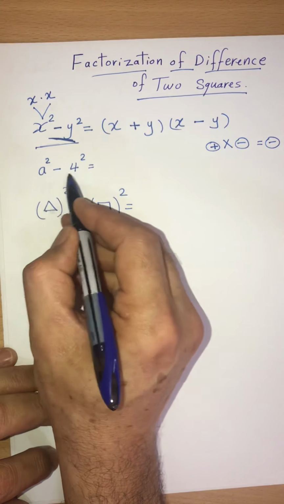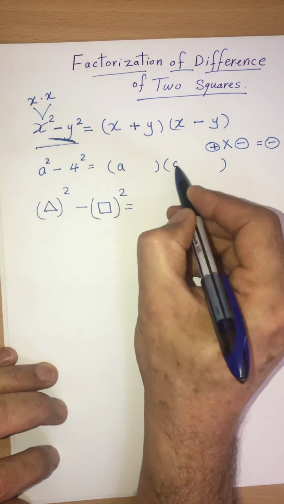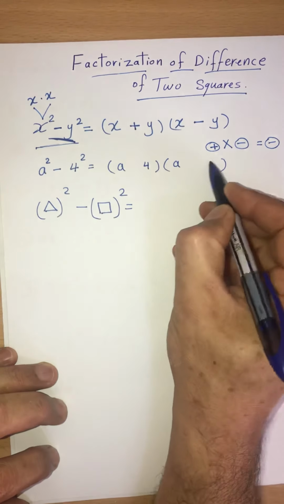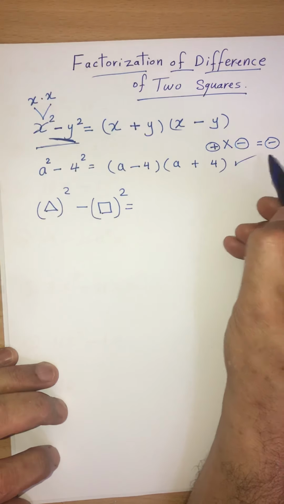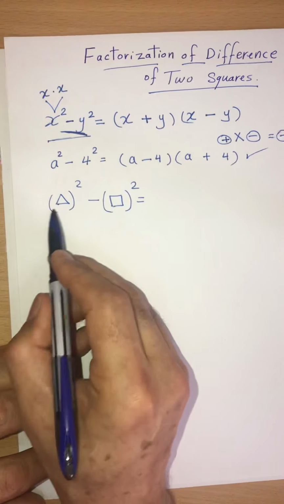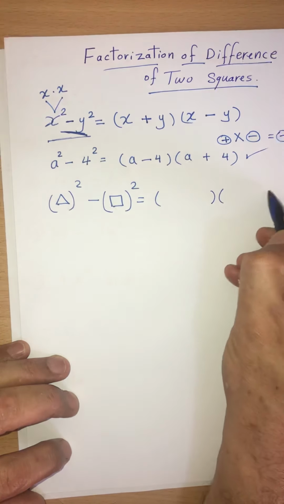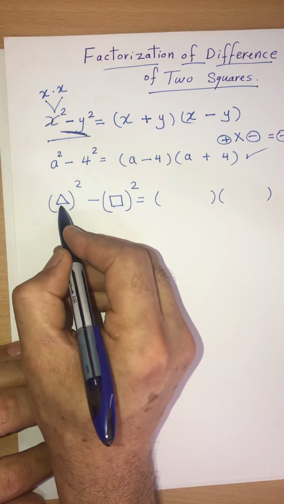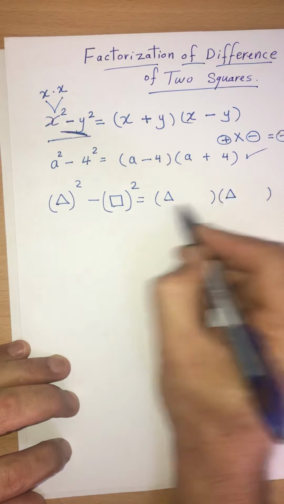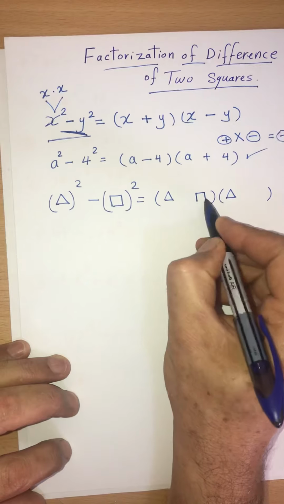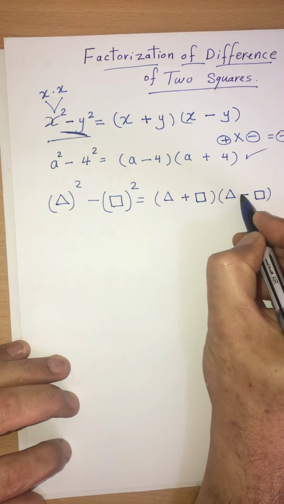This one, a squared minus 4 squared, is the same way. a times a, and 4 squared is 4 times 4, one plus and one minus. That's it. Easy, very easy. In general, if you have an amount squared minus another amount squared, you just write double parentheses. The triangle squared is really triangle times triangle. The square is really square times square. One plus and one minus.